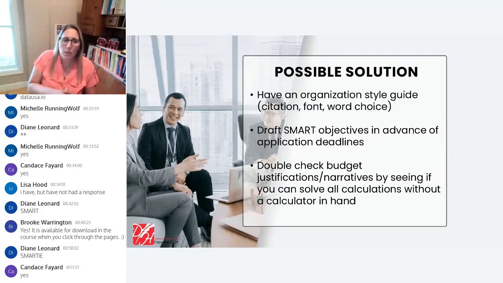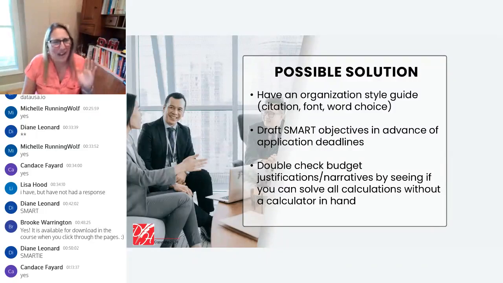It's really helpful if you have an organizational style guide. What type of citation do you do? Do you go for footnotes, APA style, if footnotes are allowed? Or do you always prefer in-text citation? Do you use an Oxford comma or not? What acronyms do you use as an organization? And are you sure that you always spell them out the first time that you use them? Small details, but things that can make it easier and less frustrating for a reviewer to read.